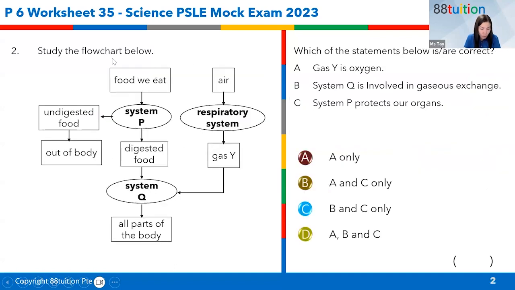Now, question 2, study the flow chart here. We have 3 systems. One is P, one is respiratory system, and the other one is Q. You need to identify for me what is system P and what is system Q. When we look at the respiratory system, it's very clear. Air goes in. There is this particular gas that will enter a special system called Q, and then it's going to help to bring this gas to all parts of the body. I think this is very clear.